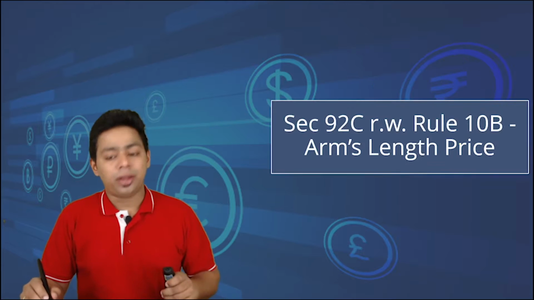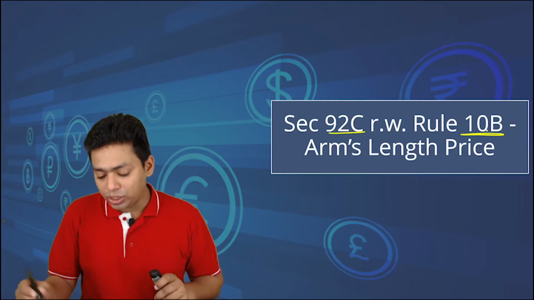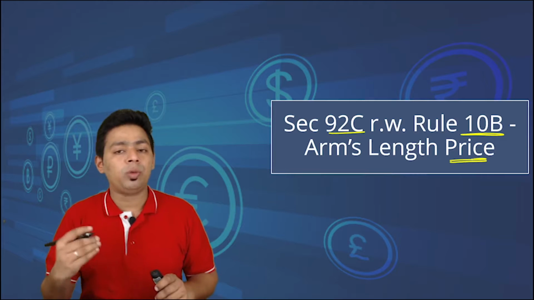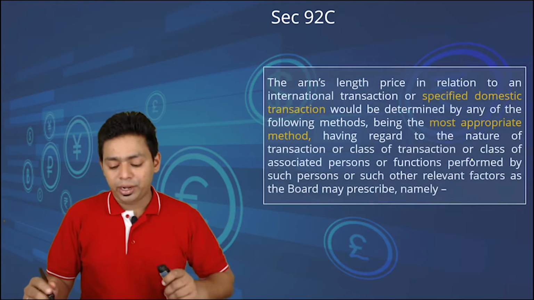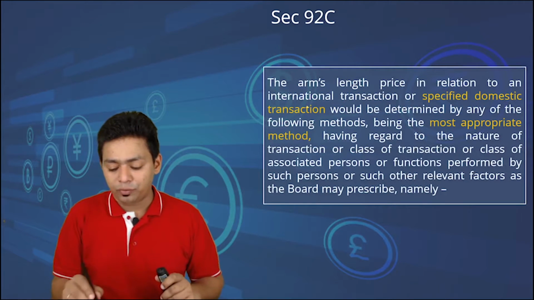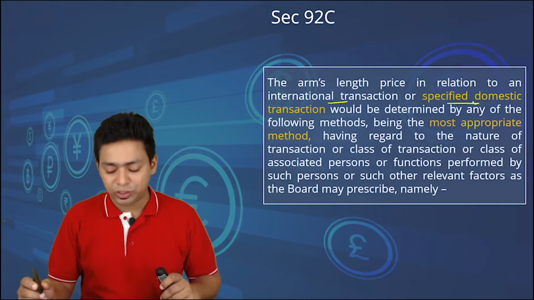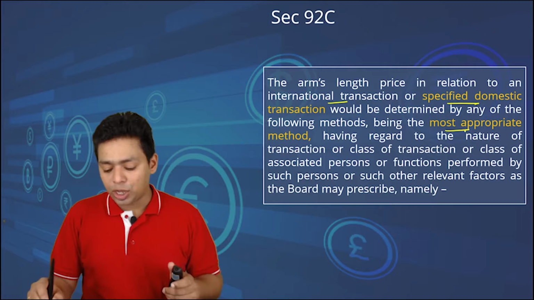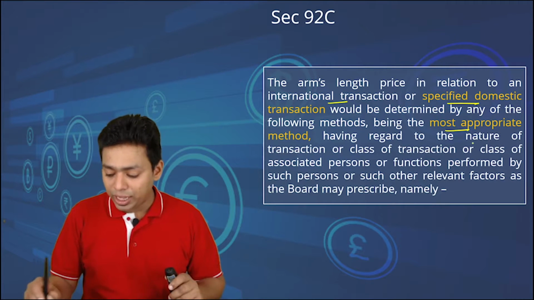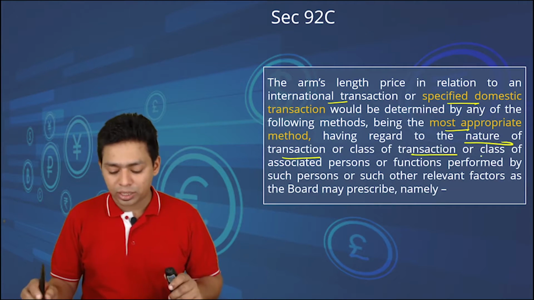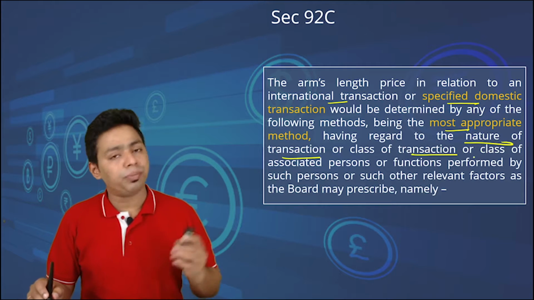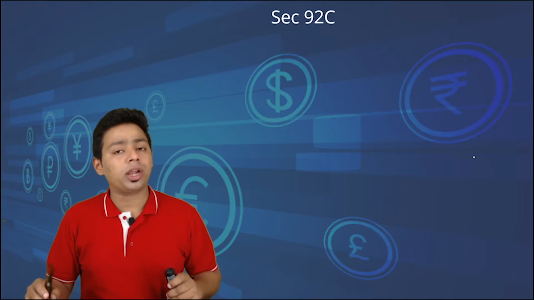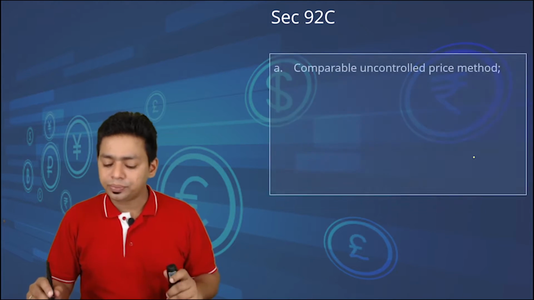Now in section 92C, read with rule 10B, we are going to learn what you mean by arm's length price. My dear friend, arm's length price should be computed for international transactions and also for specified domestic transactions, and that would be determined with any of the most appropriate methods having regard to the nature of transaction and class of associate persons. So let's see what are the methods which are prescribed so far.